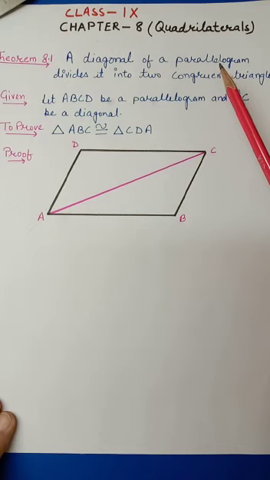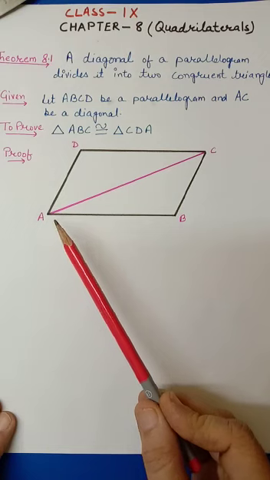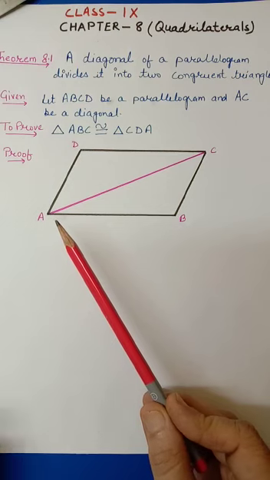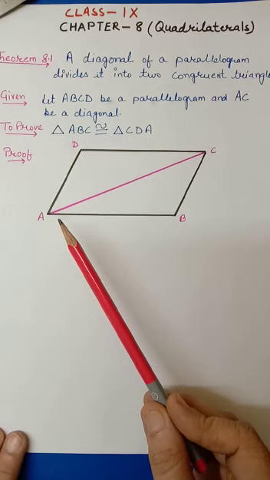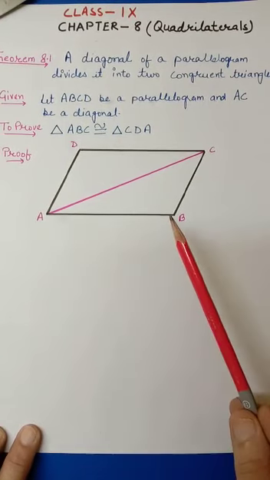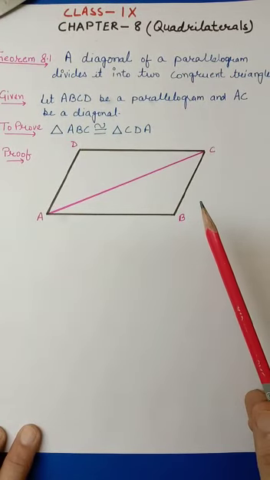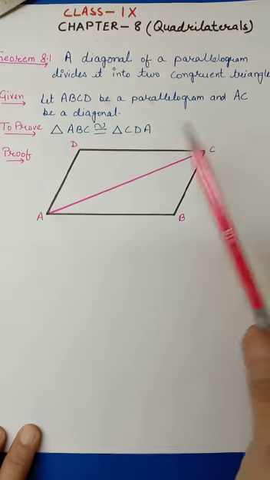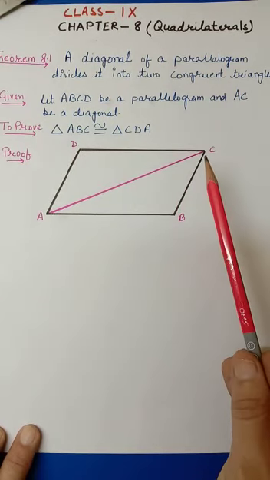Now first of all let us recall the meaning of the term parallelogram. A quadrilateral in which both opposite pairs of sides are parallel is called a parallelogram, as you can see from this given figure. ABCD is a parallelogram. This is the given part. Let ABCD be a parallelogram and AC be a diagonal here.